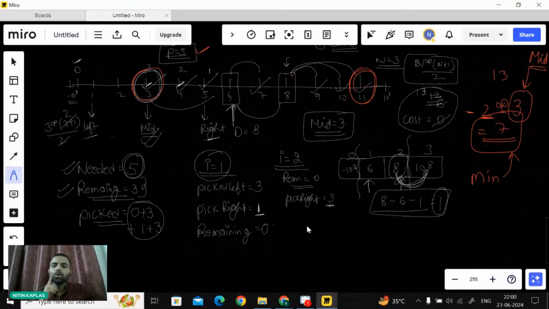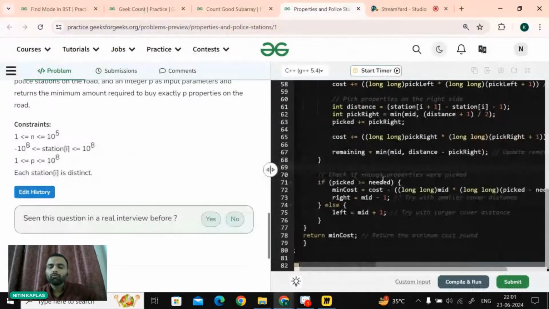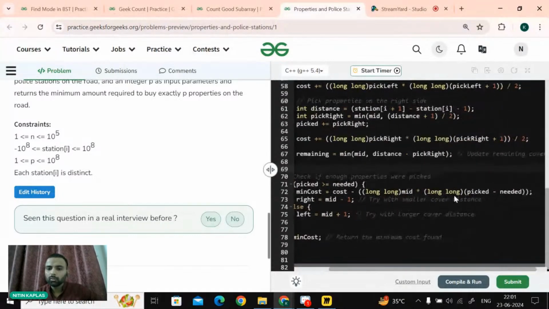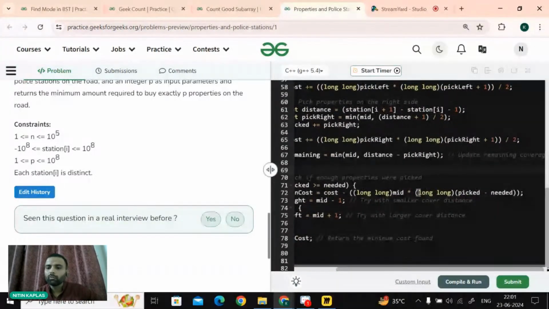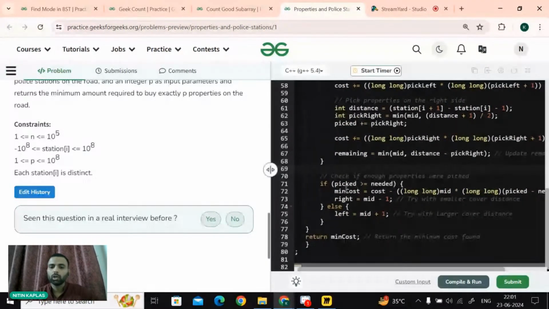Now when my min cost is 7, many of you are wondering why we are using the equal to sign here. So when picked minus needed is equal, that formula will give you zero cost. Cost minus zero, because picked and needed are both the same. For example 5 and 5, or 3 and 3, the difference is 0, 0 into mid is 0, so nothing will change in your min cost, right? Now let's move to the next point.